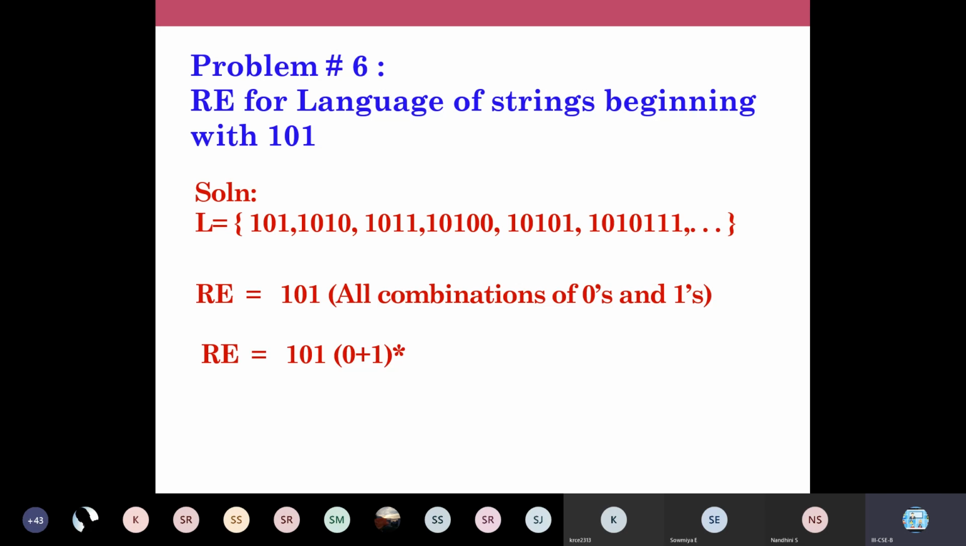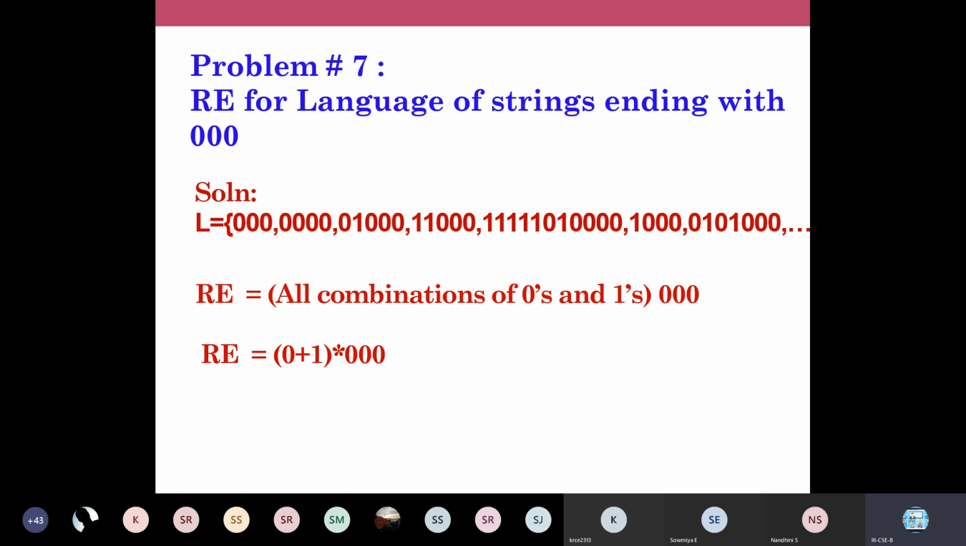Okay. So for beginning with, you are going to write like this. The same logic we are going to apply for ending with also. If I am having ending with a particular pattern, write that pattern at the end. Initially you write all combination of your input alphabet. So that is the way we are going to write. I told you how to write all combinations: you write it as 0 plus 1 the whole star. Apply repetition over all the input alphabet. That is the regular expression for all combinations. Based on your problem, whether it is beginning with or ending with, you are going to append the prefix or suffix.